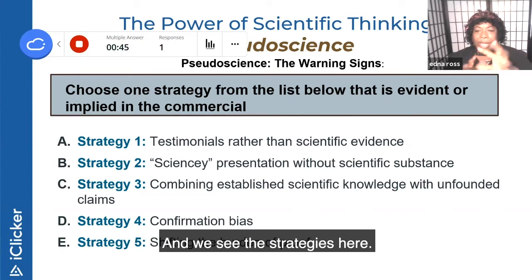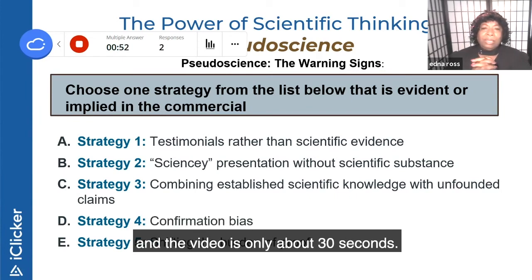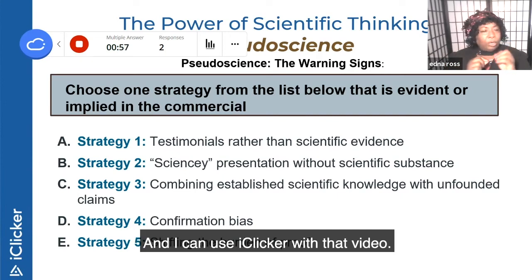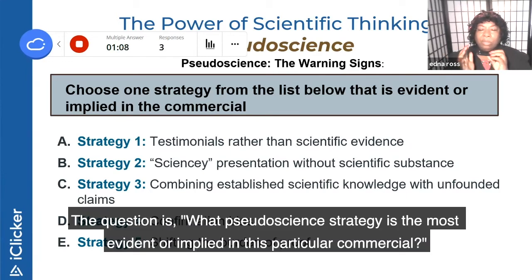And we see the strategies here, and I show a video in my class of a commercial, a very popular commercial. And the video is only about 30 seconds, and I can use iClicker with that video. And I ask in my class, what strategy did the video convey to you? What pseudoscience strategy is the most evident or implied in this particular commercial?